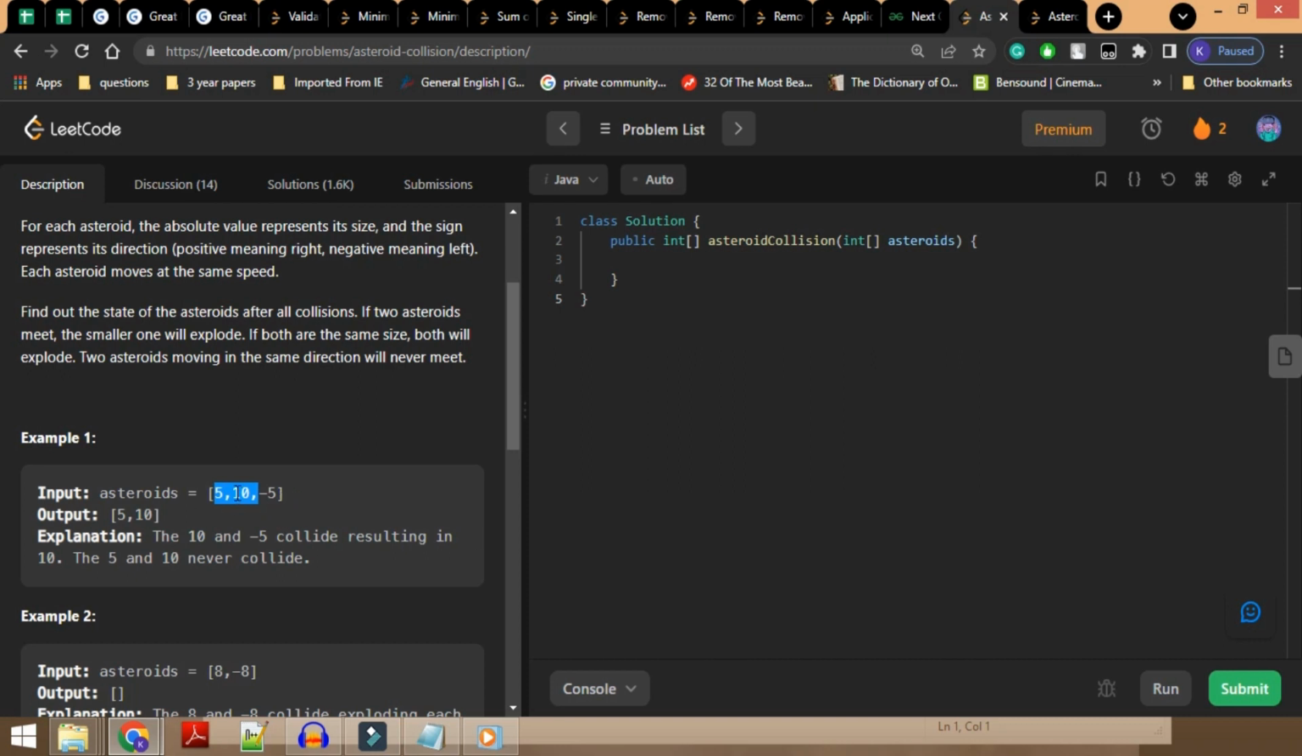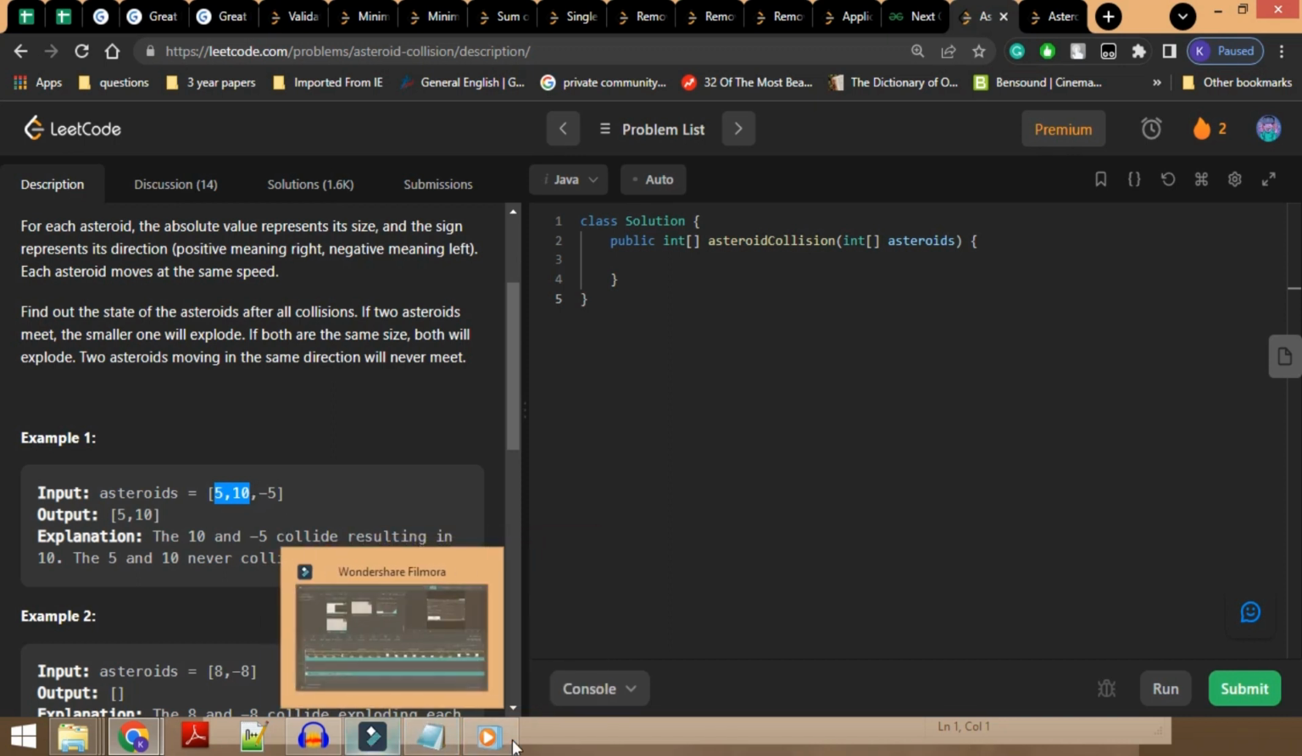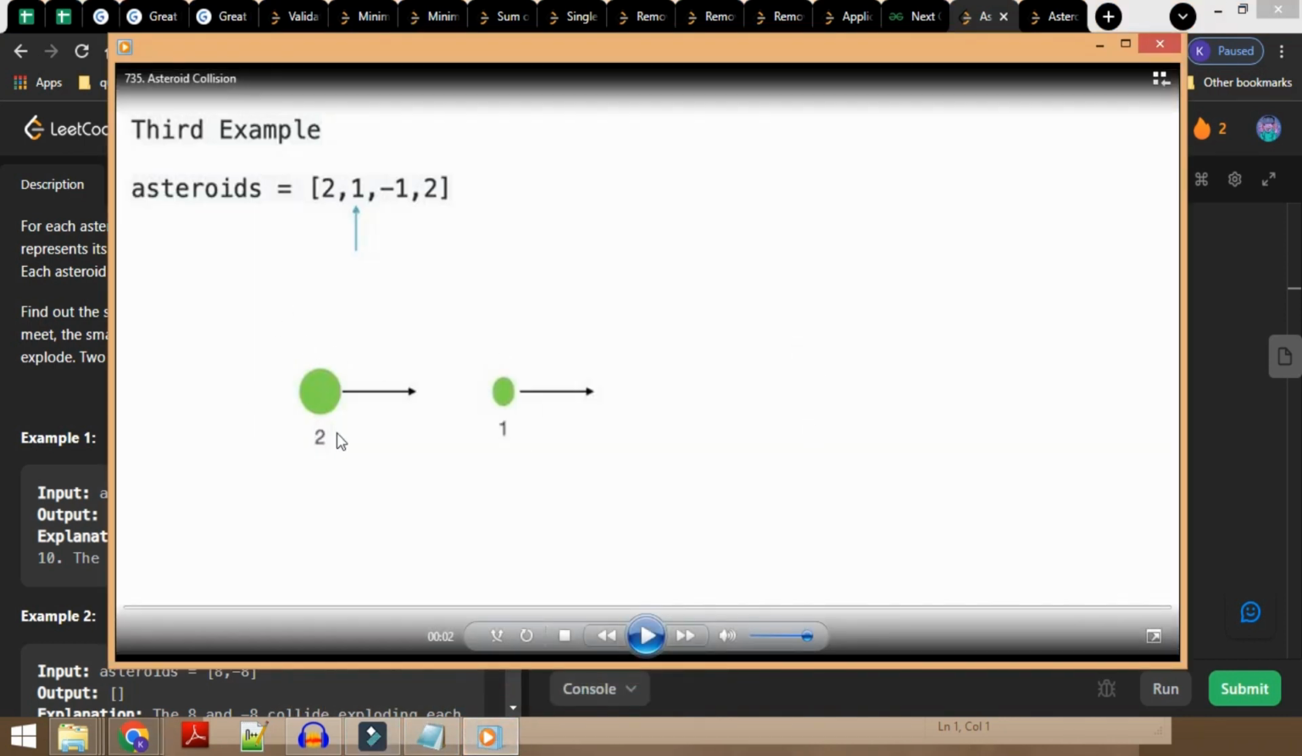You can consider the number values to be the mass, or you can say the size, of the asteroid. So if the number is positive, that means the asteroid is moving in the positive x direction, and if the number is negative, that means it's in the negative x direction. And talking about the value, like I mentioned, it can be the size, or you can say the mass of an asteroid.